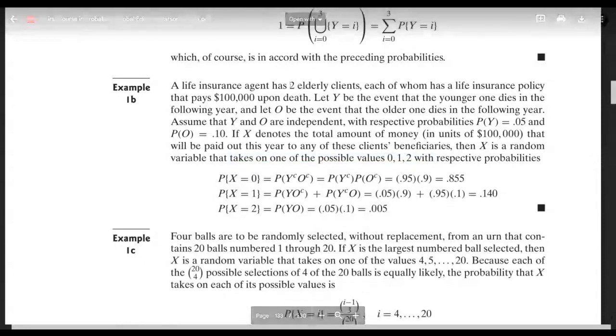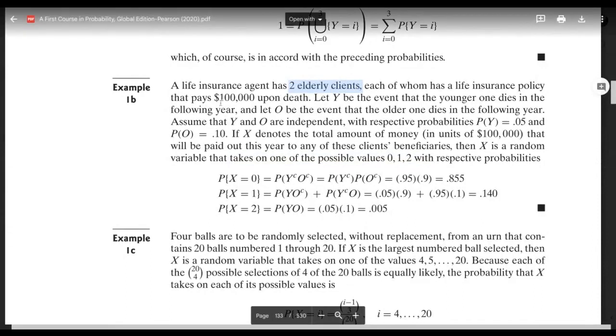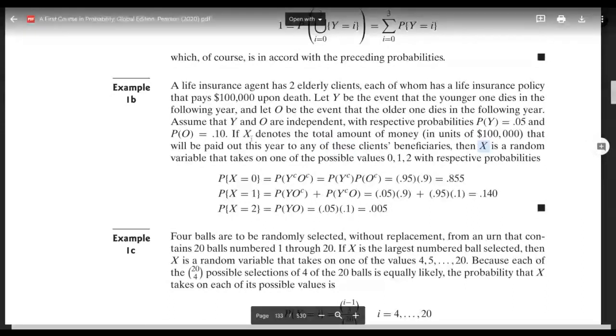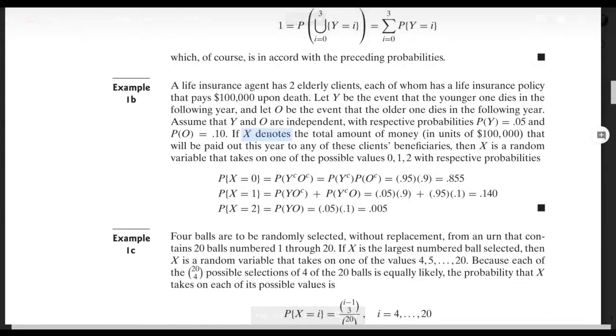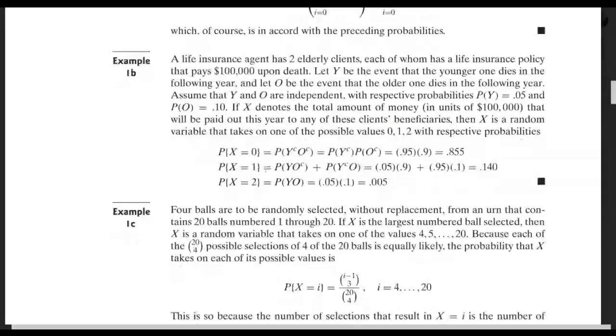Because a life insurance agent has 2 elderly clients, each of whom has a life insurance policy that pays this much upon death, that's why the money can be paid. So if X denotes the total amount of money to be paid, there can be 0 money paid, or one 100,000 paid, or two 100,000 paid, because there are 2 clients. So X is a random variable. X can be 0.